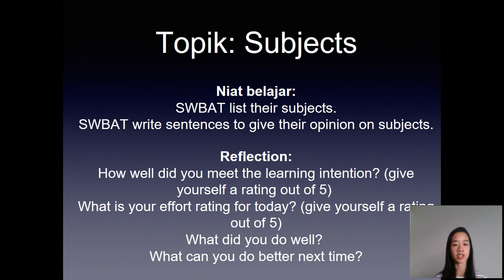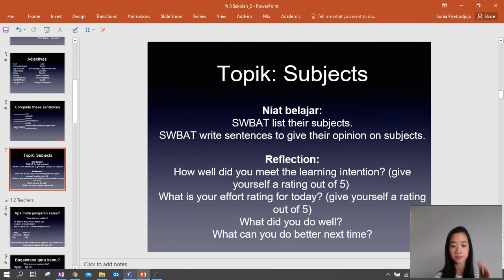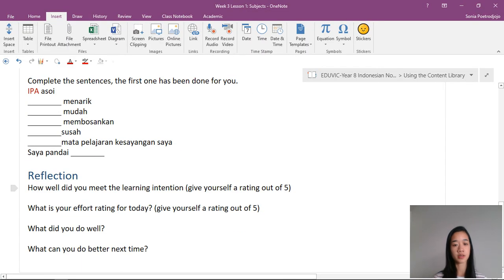Now, for your reflection, I want you to answer 4 questions. So again, you go onto the OneNote and you scroll down to the reflection. First one is, how well did you meet the learning intention? We do this in class. I get you to give me a show of fingers of how well you met the learning intention. 5 is I met it, I aced it. 1 is I had a lot of trouble. But because I can't see your fingers, you have to just type in. I'm going to give myself a 4. But you could give yourself a 5 or a 3.